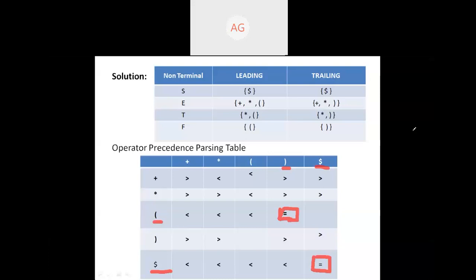Just go through the algorithm we already studied in our last classes of the operator precedence parsing table, and also the rules for finding the leading and the trailing symbols. In order to construct the operator precedence parsing table, it is a must that you know the rules for finding the leading and trailing symbols. Okay, so moving to the next slide.